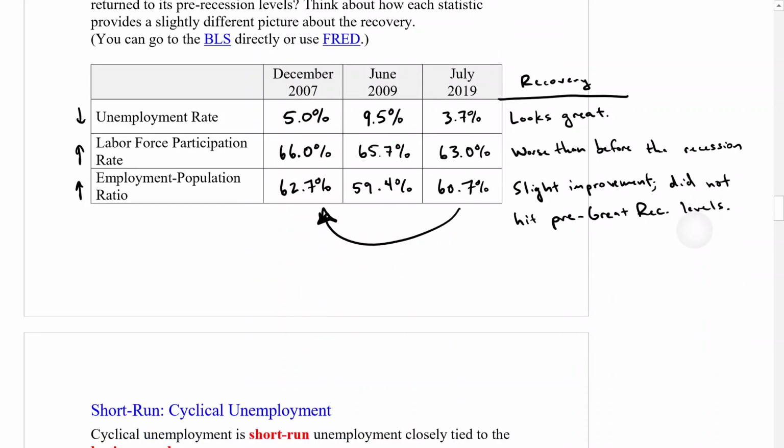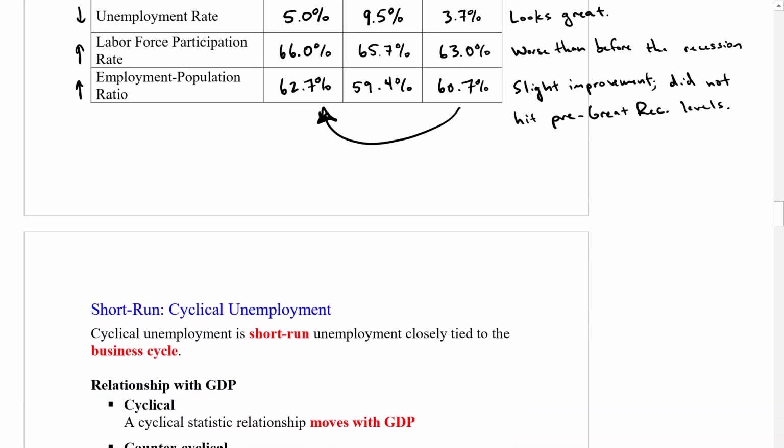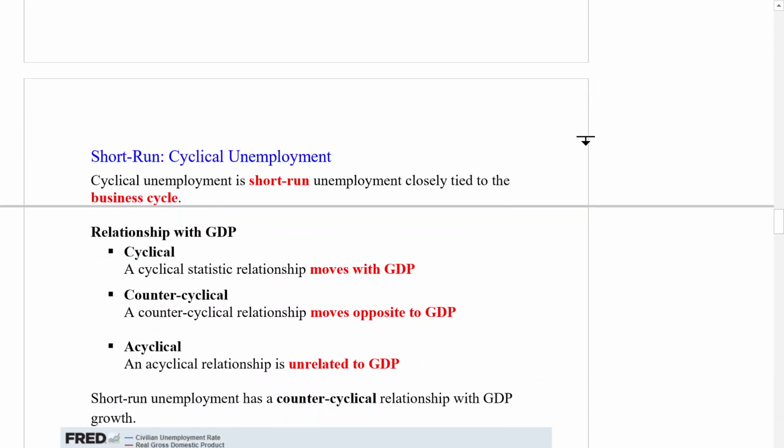Okay, now just before we go on to these cyclical and frictional and all of those unemployment topics, I want to do one more example just to show you how these three different unemployment statistics can change depending on the health of the labor market and the specifics about who's being hired, who's trying to work, who's not trying to work. So we're going to use just a stylized example here.